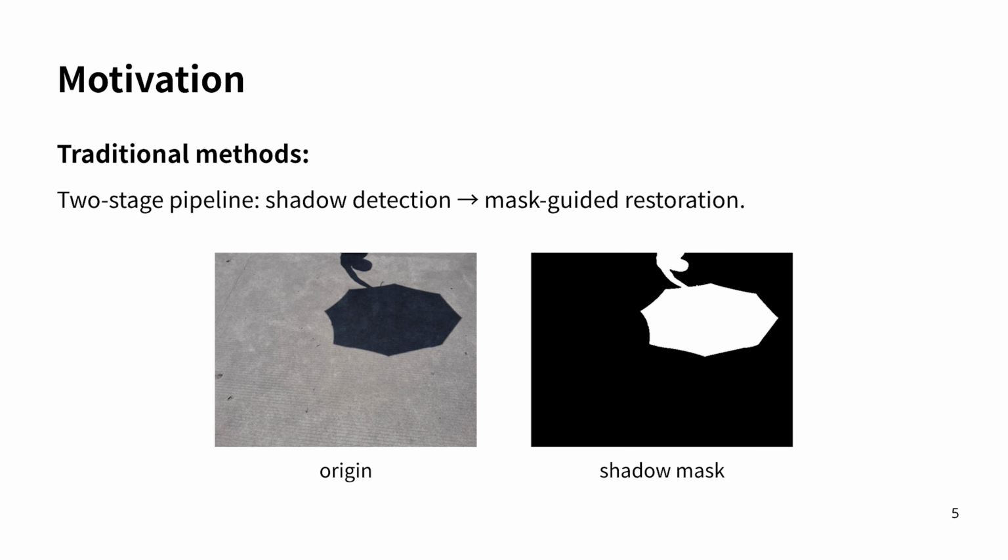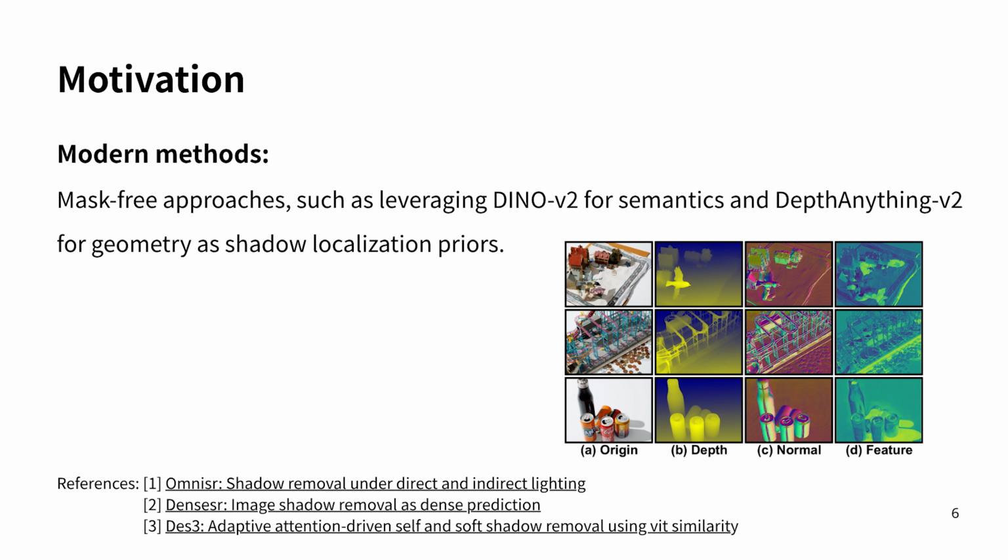Looking at how the field has evolved, traditional methods relied on a two-stage pipeline, shadow detection followed by mask-guided restoration, which is fragile and dependent on detection accuracy. With foundation models, modern methods have moved toward mask-free approaches, leveraging priors such as DINOv2 for semantic appearance understanding and Depth Anything V2 for geometry awareness, enabling the model to infer shadow regions from geometric and semantic cues, reducing reliance on explicit shadow masks.